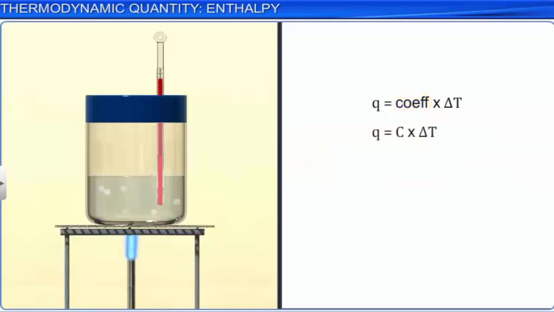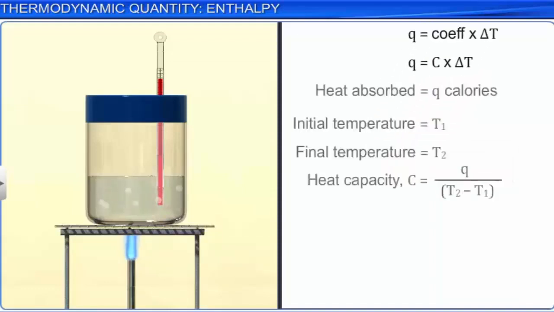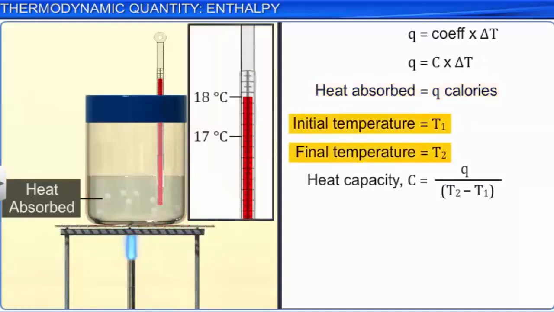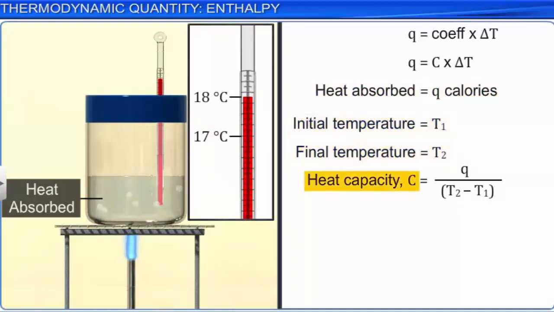The equation can also be written as Q equals C multiplied by delta T, where C is called the heat capacity of the system. If Q calories is the heat absorbed by the system and the temperature rises from T1 to T2, the heat capacity C is given by the expression C equal to Q by T2 minus T1. Thus, heat capacity is defined as the amount of heat required to raise the temperature of the system by 1 degree at a specified temperature.